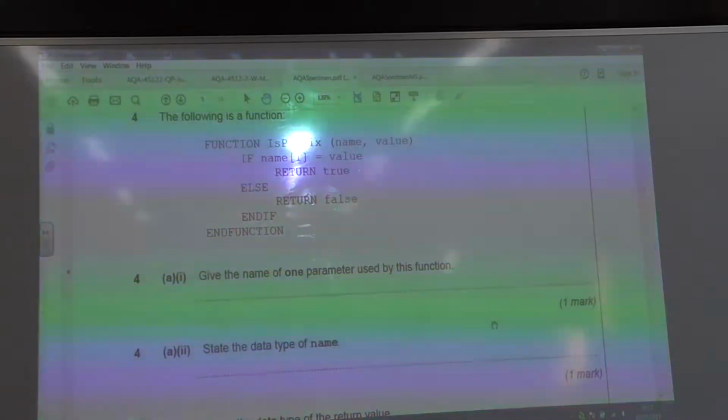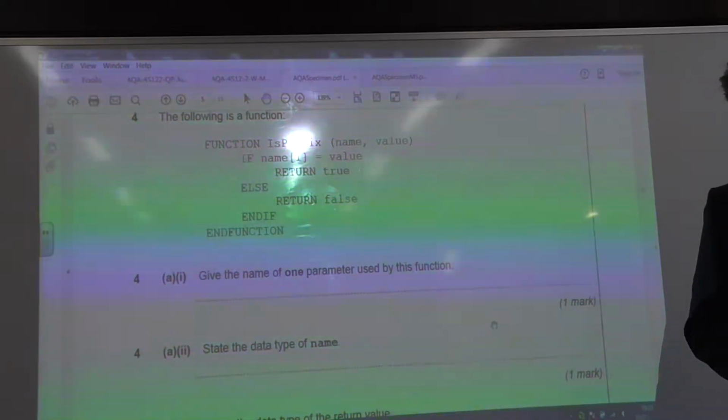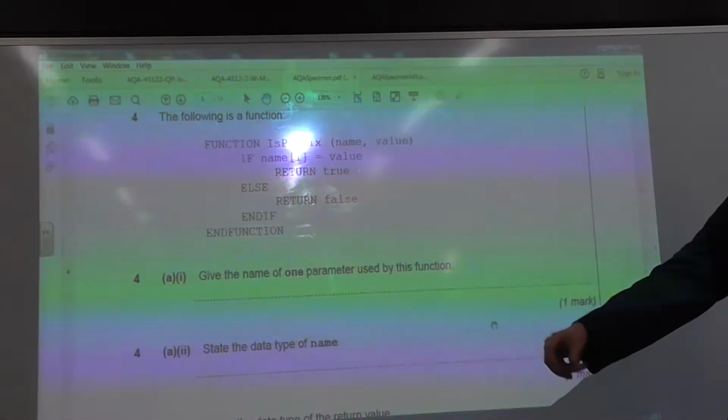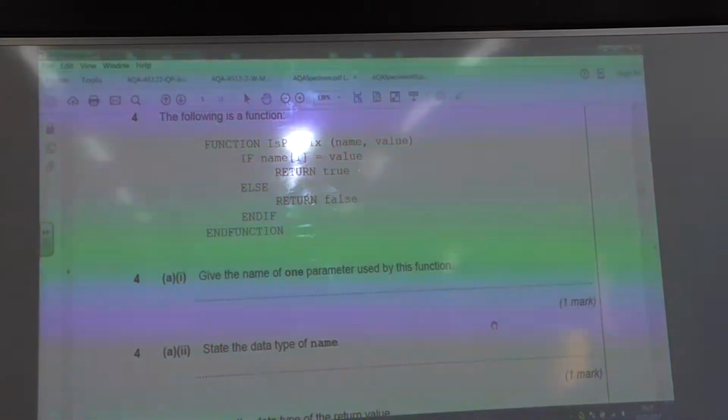Right, name of a parameter. Name or value. Yeah. Because you've now done controlled assessment, I would expect your programming skills to be better than they were before. So questions like this should suddenly have become easier. Same with the last question about pseudocode and writing down an algorithm.